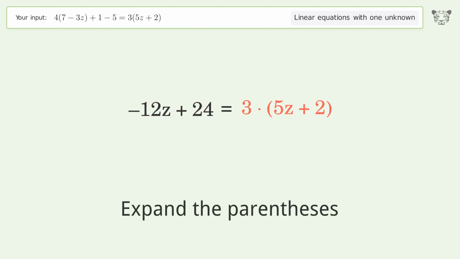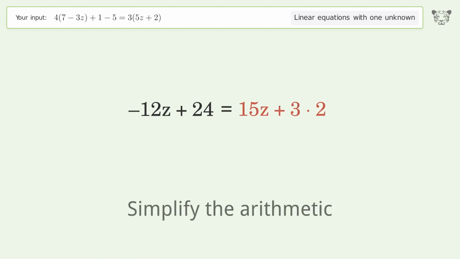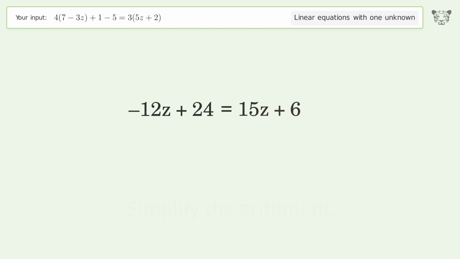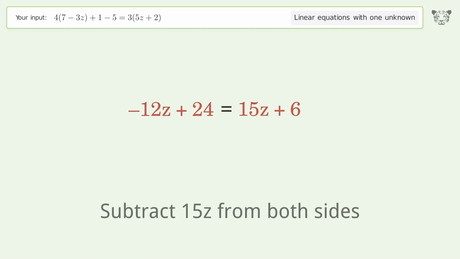Expand the parentheses. Multiply the coefficients. Simplify the arithmetic. Group all z terms on the left side of the equation. Subtract 15z from both sides.